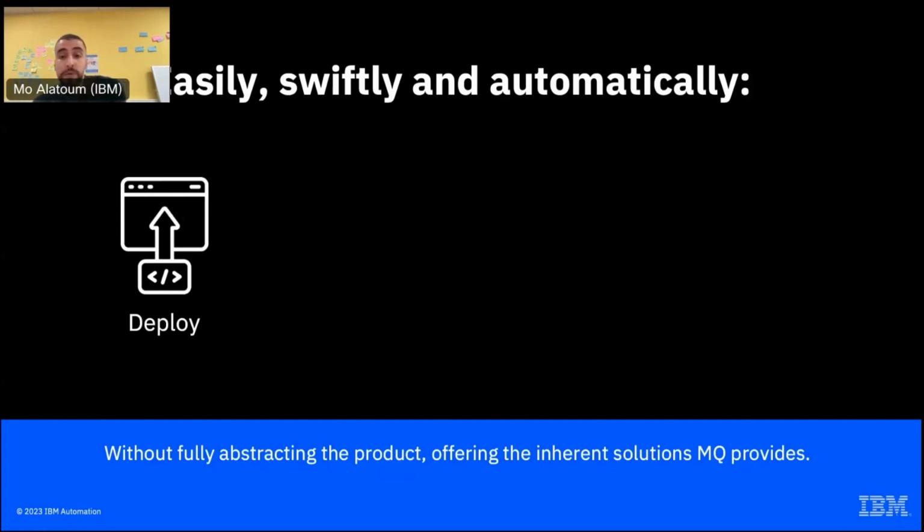MQ-Ansible simplifies the deployment process by automating the installation and setup of IBM MQ. This really eliminates the need for manual intervention, reducing the time and effort required to deploy IBM MQ, which enables users to quickly establish a messaging infrastructure for their applications.